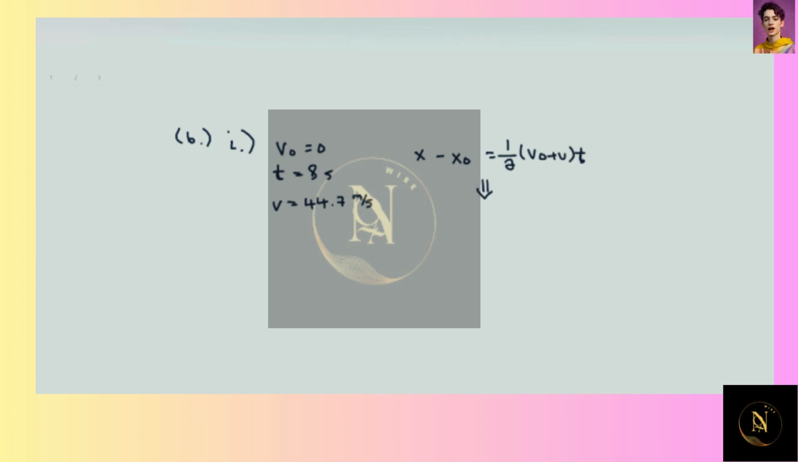Our unknown is this x minus x naught. It's the distance traveled during this process. And when we plug in our knowns over here, we get that x minus x naught is equal to 178.8 meters.